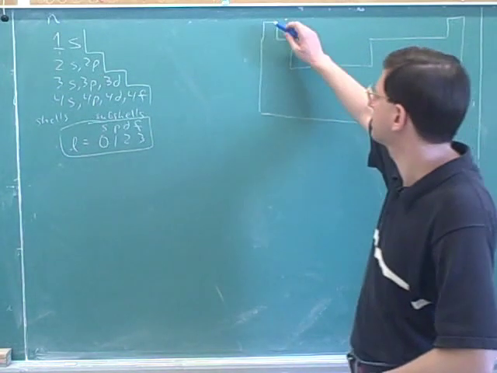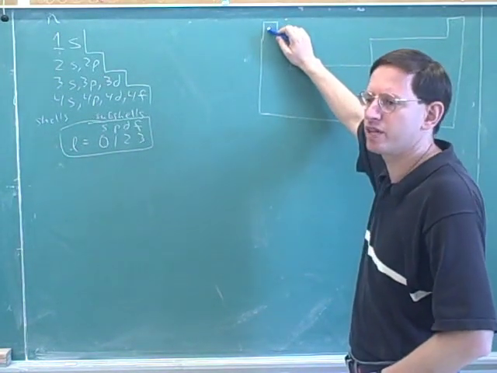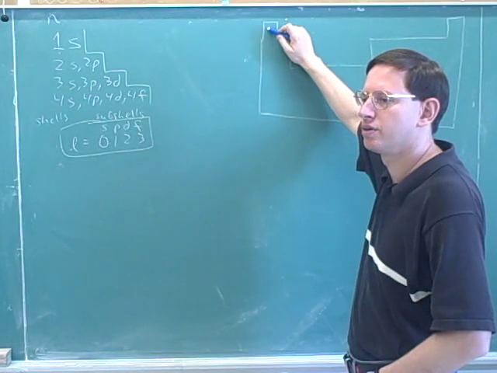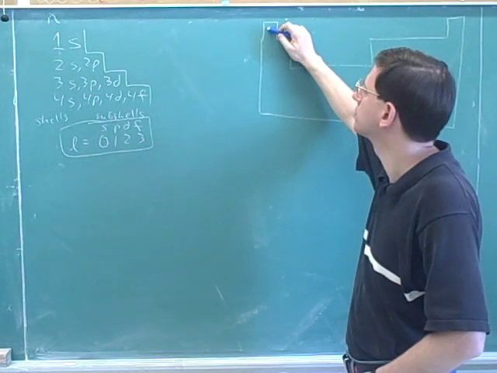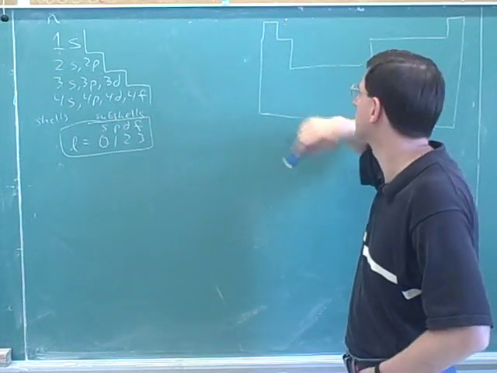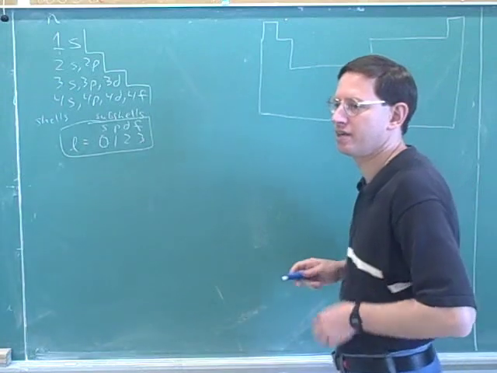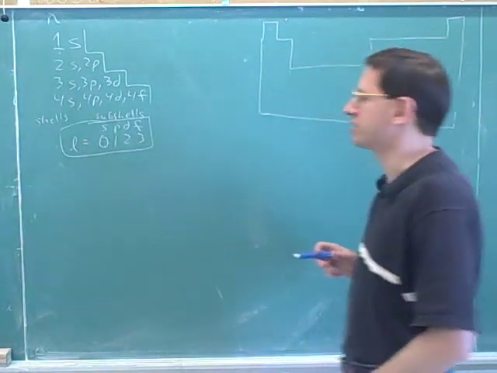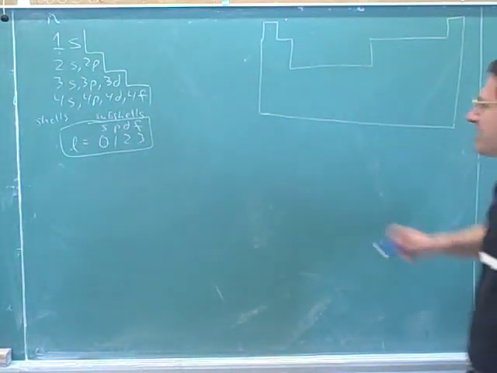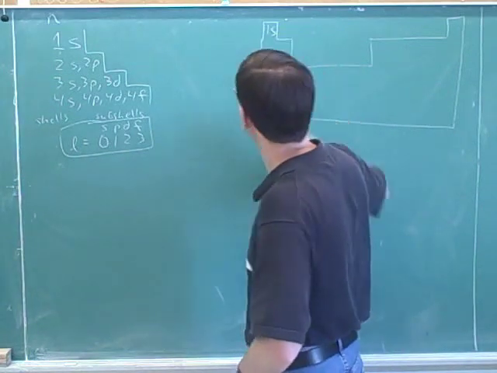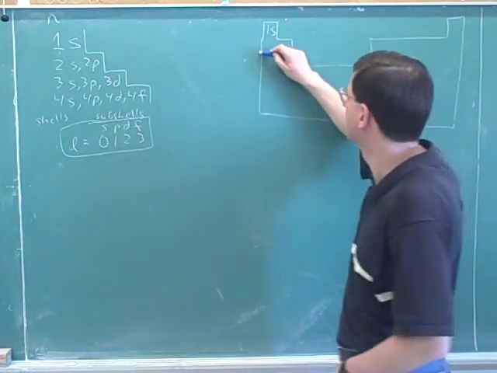What shell does this spot in the periodic table represent? L equals 0. Oh, which shell? 1. Yeah. And which subshell? 0. Yeah. And what's the letter for L equals 0? S. Yeah. This is called the 1s block.